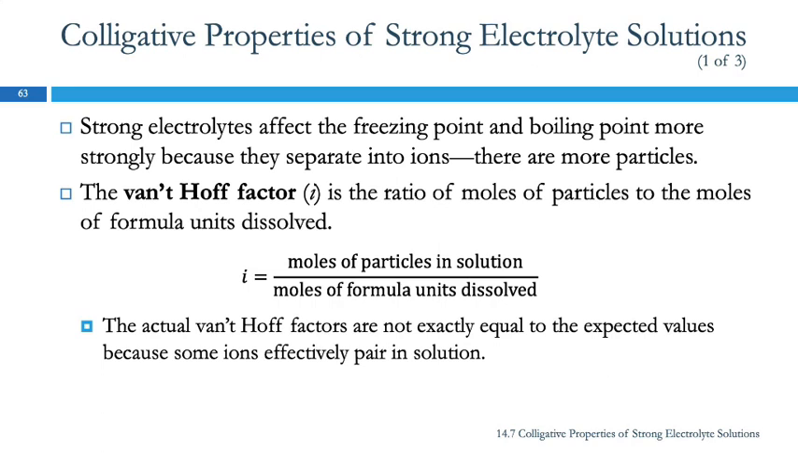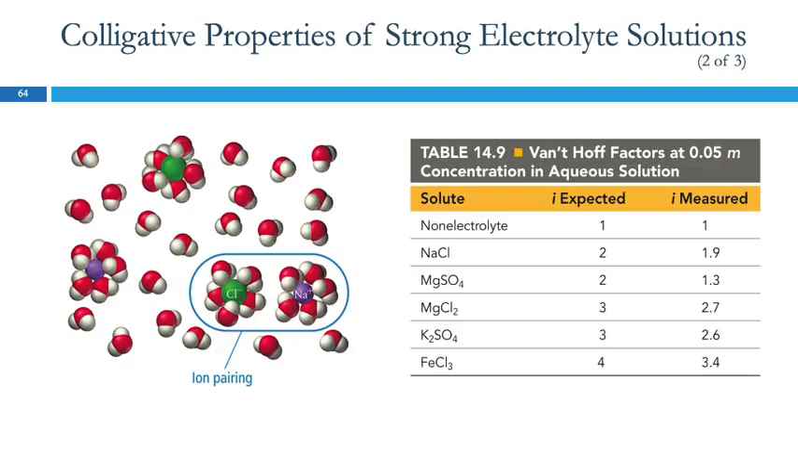The Van 't Hoff factors are not exactly equal to the expected values because there is some ion pairing. Here we have an illustration of a sodium chloride solution. Here's a chloride ion surrounded with water. Here's a sodium ion surrounded with water. But these guys can still hang out together, and if they're hanging out together, then they're acting like one particle instead of two. So we're not going to get 2 moles of particles for every mole of sodium chloride, as we expect. We're going to get a little bit less, 1.9.